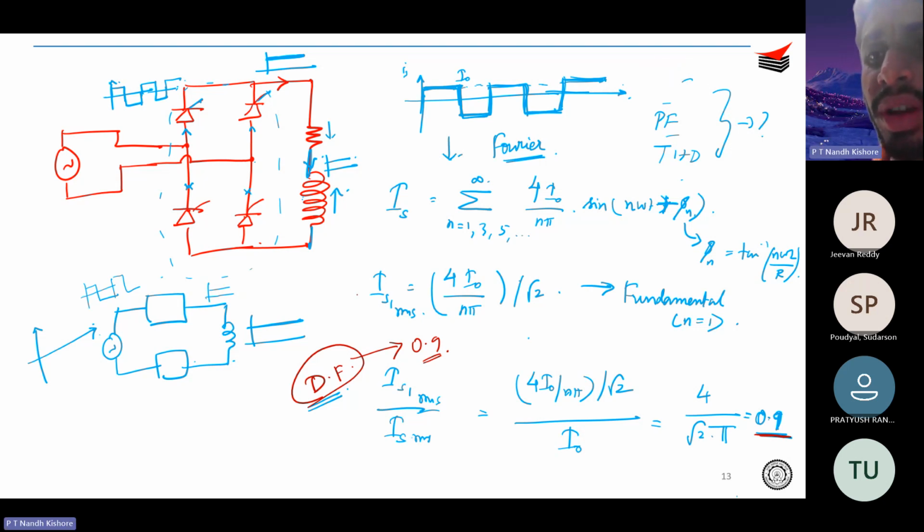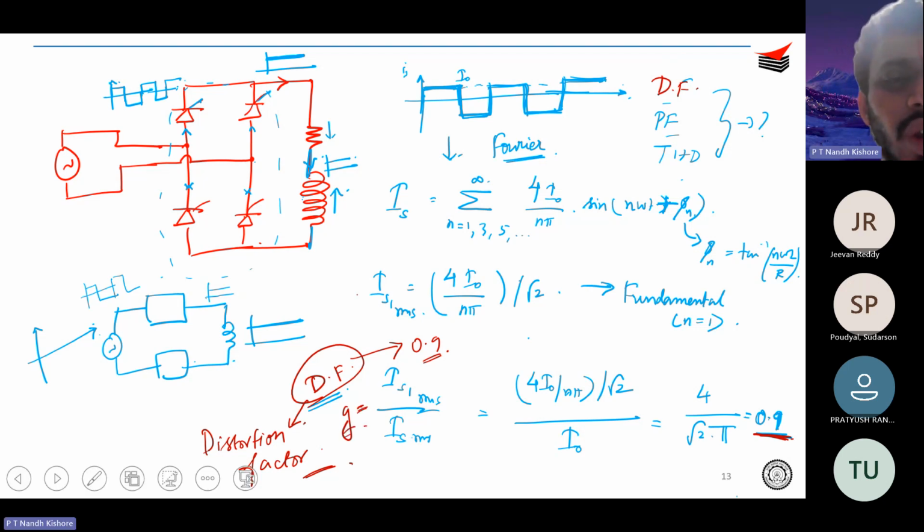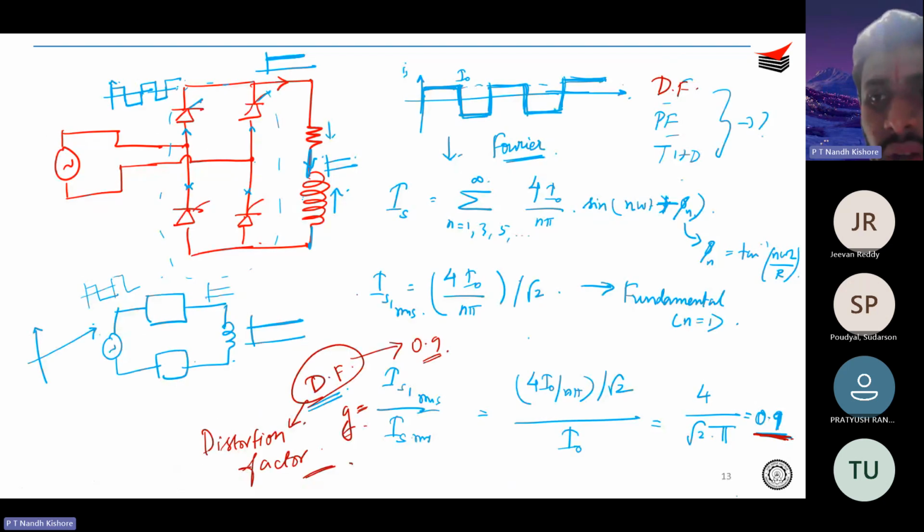I wanted to ask about the distortion factor. So DF is distortion factor. If you go through the definitions, which are in the slides of week 2, you will see. So this was your distortion factor, and your distortion factor is 0.9. Okay, got it. People also call it G. So your G is 0.9. This is for a single phase. Okay, so we will move ahead.